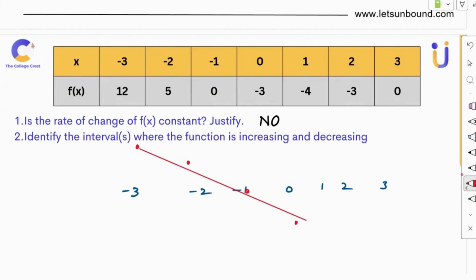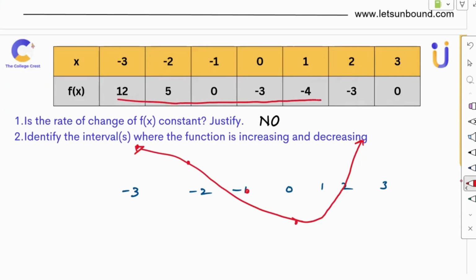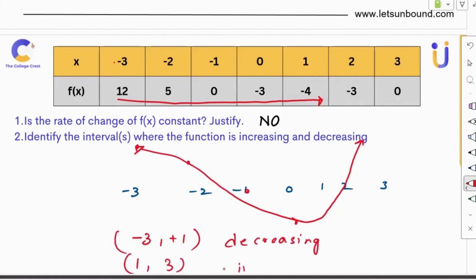Then after that, it goes still below. Sorry, it's not a straight line, so something like a smooth curve. Minus 4, and then minus 3 is increasing. So it goes like this, right? So it's decreasing till this point. So from minus 3 to 1, it's decreasing. And after 1, from 1 to 3, it's increasing. That's simple, right?